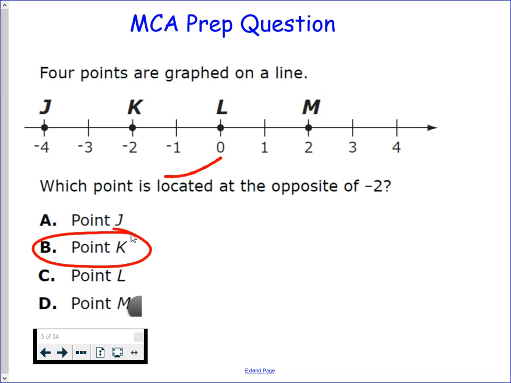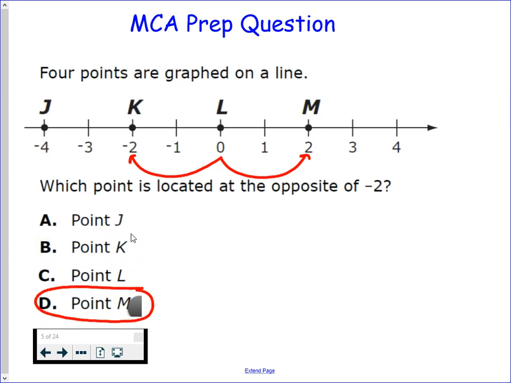Well, if -2 is left 2, the opposite would be right 2, and my actual answer, M. Again, if you need more time, feel free to press pause before you start our second word of the day.